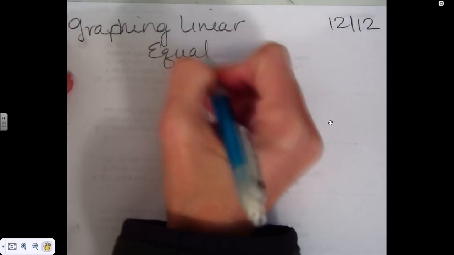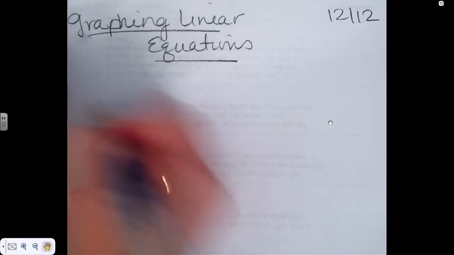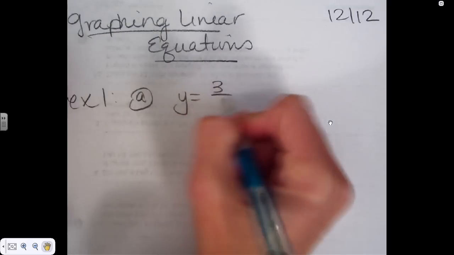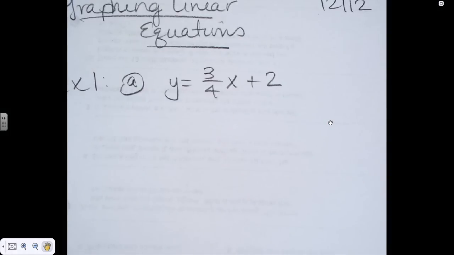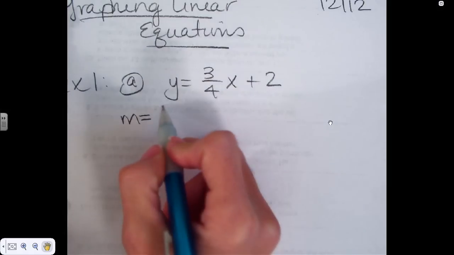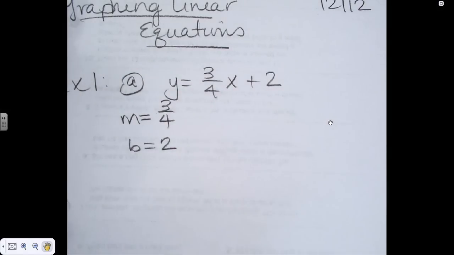Okay, make sure you have a piece of graph paper. And you need to write these in your composition book. That way you have them. Okay, so here's my first equation. Y is equal to 3/4 x plus 2. Well, we're going to identify our m and our b. M is our slope, which is 3/4, and our y-intercept is 2.